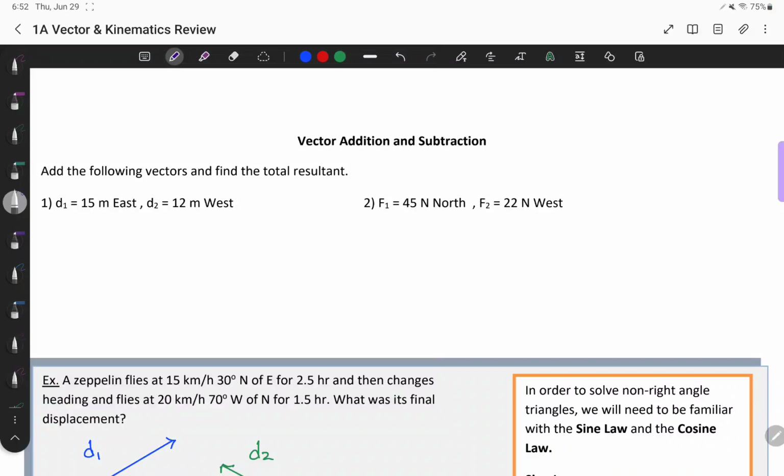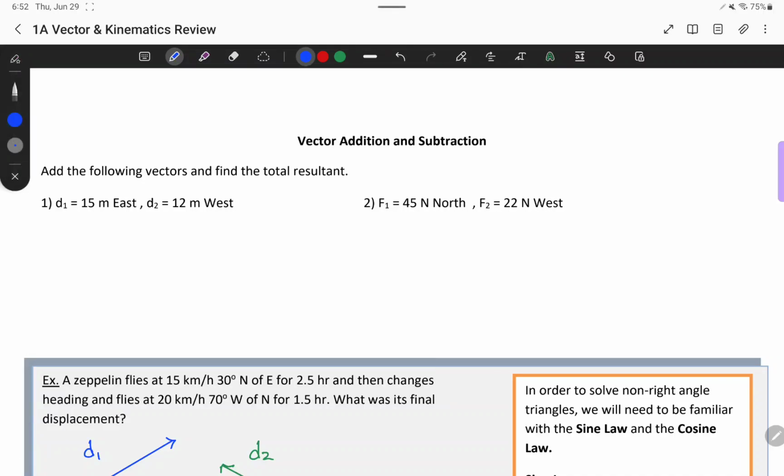Let's start off with a refresher on vector addition and subtraction. So to start off, we're just going to take some different vectors, add them together, and find the total resultant. Our first one is a pretty straightforward one. We have 15 meters east and 12 meters west. Notice in this case, this is actually a 1D problem. The two directions are opposing.